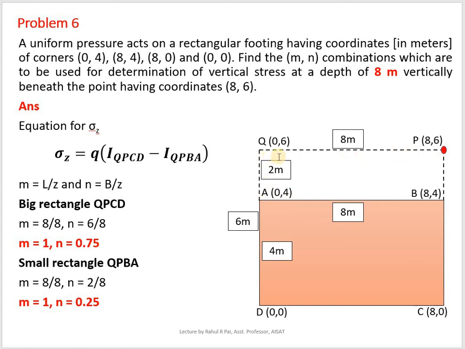And for the second combination, that is for the small rectangle which you are going to deduct, it is for QPBA, that is M is equal to length by depth. Depth is 8 meter. Here I have highlighted in red. That is length by depth, 8 meter by 8 meter. And N is equal to width by depth, that is 2 meter by 8 meter. So you get M equal to 1 and N equal to 0.25. So these are the two combinations of M and N to find the vertical stress. That is, first one is M equal to 1, small n equal to 0.75, and M equal to 1 and small n equal to 0.25.